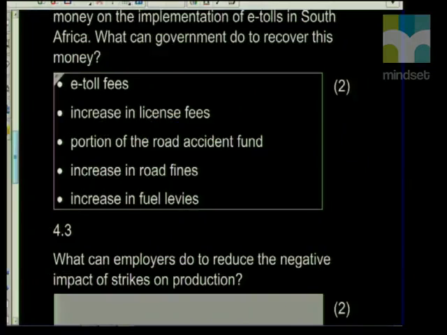Increase in license fees, portion of the Road Accident Fund, increase in road funds, increase in fuel levies. This is not limited to boys and girls. Like I say, if you come up with ways that would help us understand how the government can pay back, recover the monies that it spent when it did this e-toll. Some of the money was borrowed elsewhere.